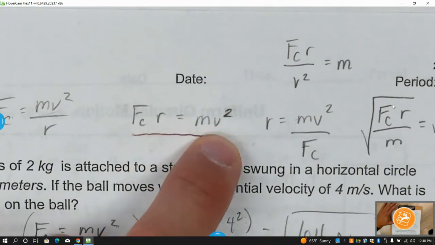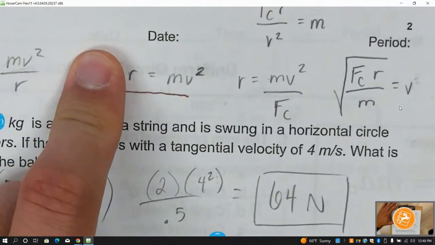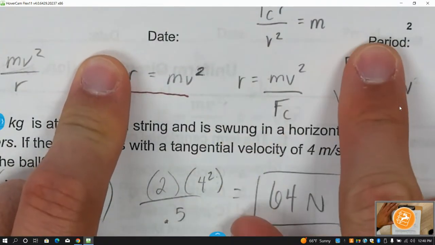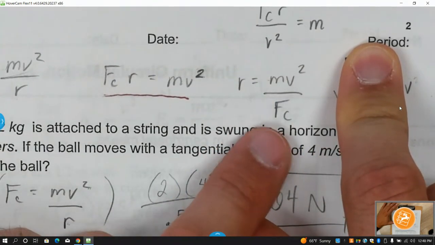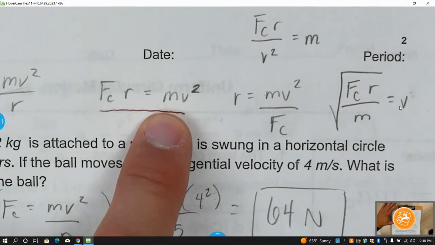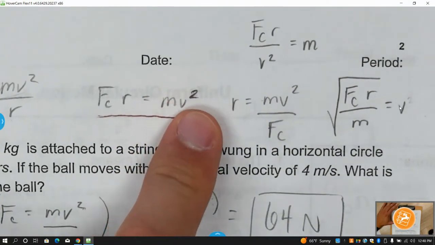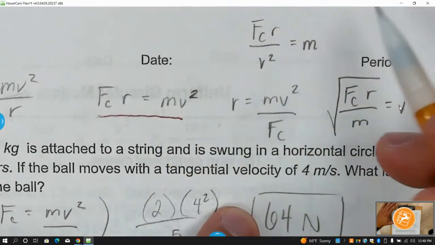F_C times r equals m v squared. Now, if I wanted to get r by itself, I would divide both sides by centripetal force, and I would get this equation. One of them that you need to solve for one of the problems below. If I wanted mass by itself, I would have to divide both sides by v squared. So m is equal to centripetal force times radius over the velocity squared.